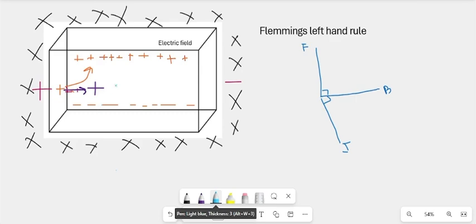Now there will be a point where the upward force becomes equal to the downward force. We know the upward force that was acting on it was the magnetic force, which I'm going to write as FB, and the force that's pulling it down are these negative charges which are set up in the electric field, so that's going to be FE. There will come a point when these two forces become equal. What will happen in that case?